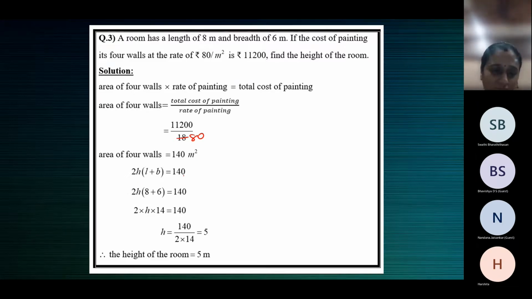Now, what is the area of 4 walls formula? 2h into L plus B is 140. 2h into L plus B, 8 plus 6, is equal to 140. 2 into h into 14 is equal to 140. So h is equal to, you can see here, calculate and find the value of h. So the height of the room is 5 meters.